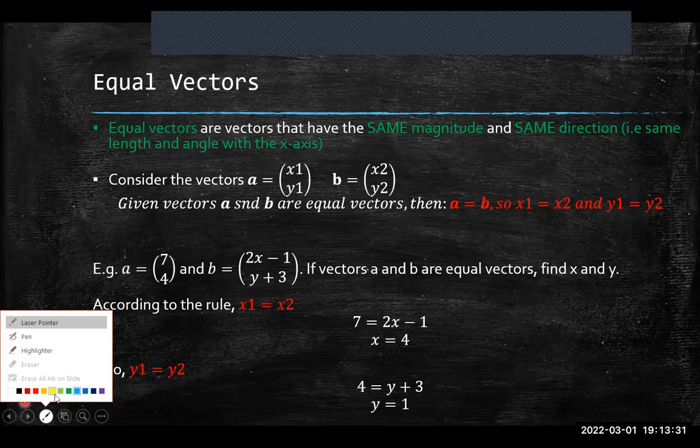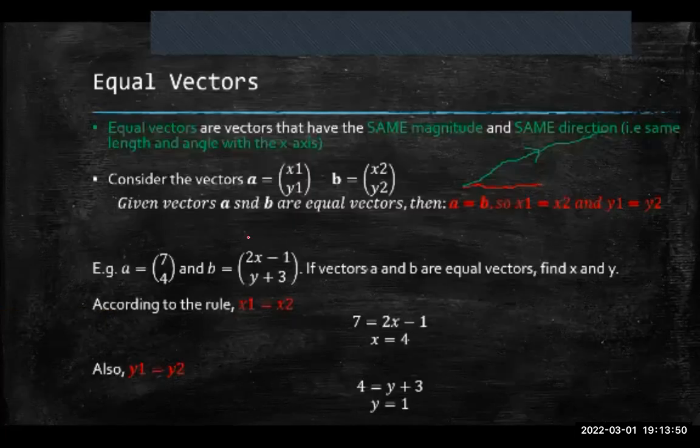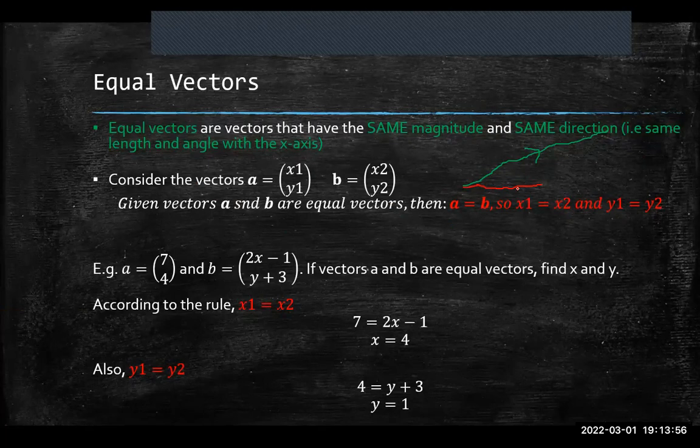Let me just show you what I mean. Let's pretend that's a straight line. Let's say this is my vector, and it's going in this direction. The arrowhead says that it's going in that direction. This is my x-axis. Let's say the angle between the vector and the x-axis is 25 degrees. That's just a random angle. So the angle between the vector and the x-axis is 25 degrees.